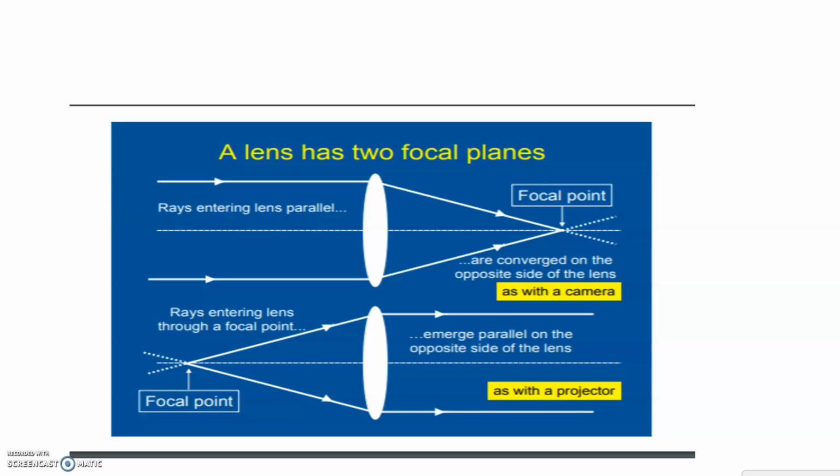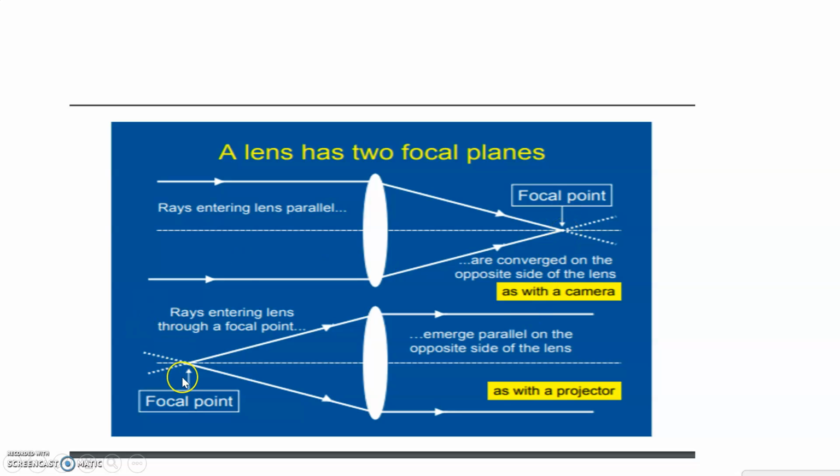Now the lens has two focal planes. What is that? The rays entering the lens are parallel. These are the parallel rays. These are entering as parallel, and these three rays converge on the opposite side of the lens, as with the camera, and that point is called the focal point.